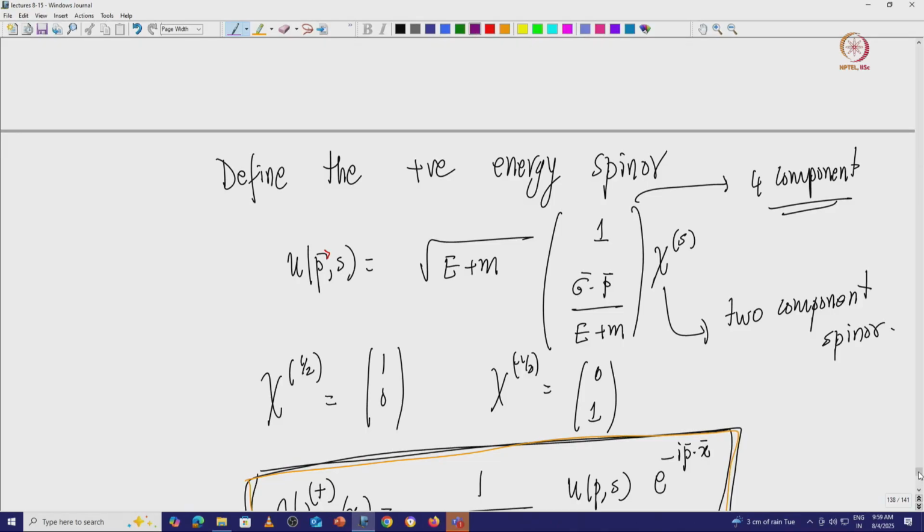So you have written the positive energy spinor u in terms of this. u of p-bar, and s is this: the momentum space vector is given in terms of root of E plus m, times 1 and sigma dot p-bar by E plus m. And the spin part is either plus half or minus half.